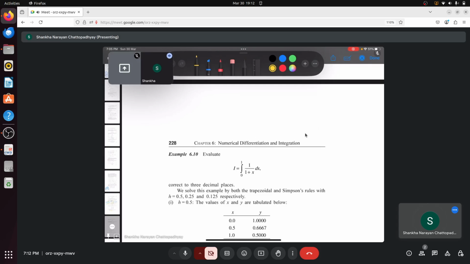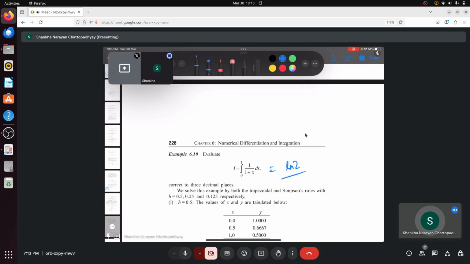Next is just the application of trapezoidal and Simpson's rules. Using these rules, you can actually integrate. This integration is quite easy, right? You only need to integrate 1 by 1 plus x dx. The integration you can directly compute. The answer will be ln2.